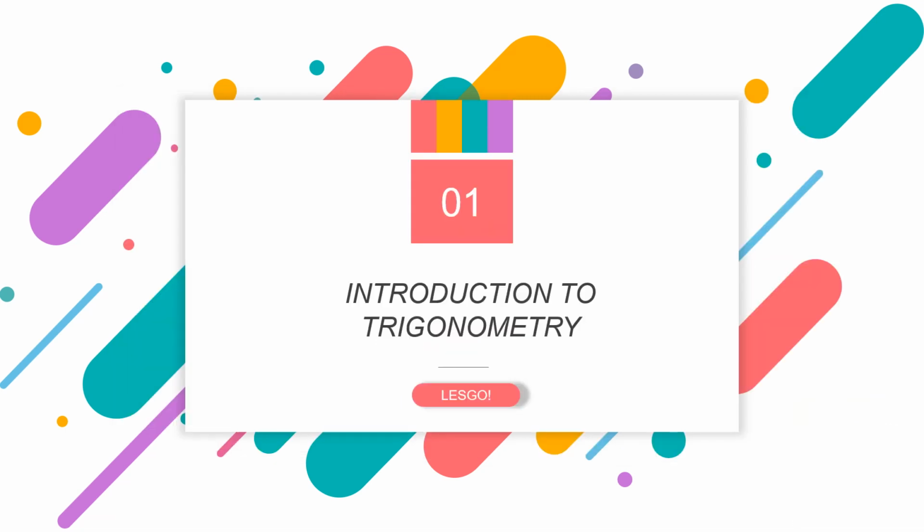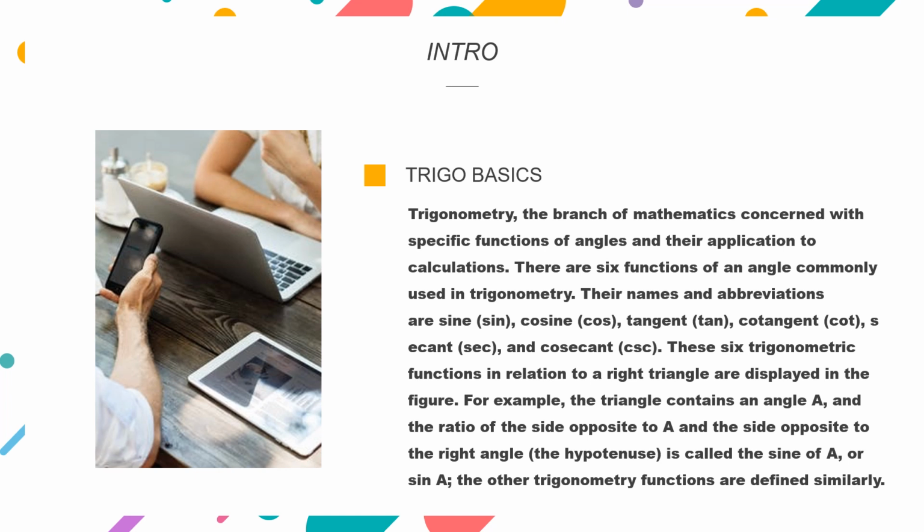Introduction to Trigonometry. Let's go. Trigo Basics. Trigonometry is the branch of mathematics concerned with specific functions of angles and their application to calculation. There are six functions of an angle commonly used in trigonometry. Their names and abbreviations are sine, cosine, tangent, cotangent, secant, and cosecant. These six trigonometric functions in relation to a right triangle are displayed in the figure.